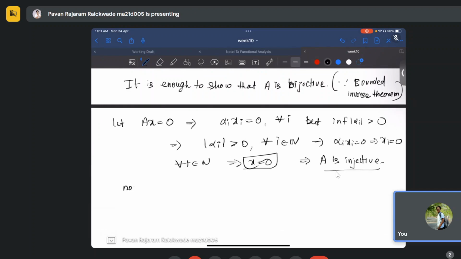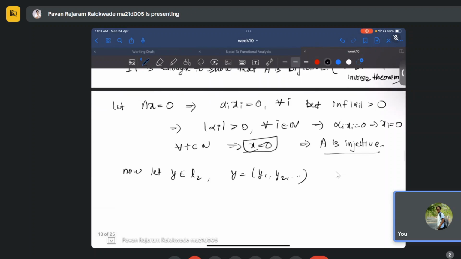Now let y belong to L2, any element in L2. I want to find a pre-image of y. So I can write y as y1, y2, and so on. So define x as y1 by alpha 1, y2 by alpha 2, and so on. So the question is, does x belong to L2?